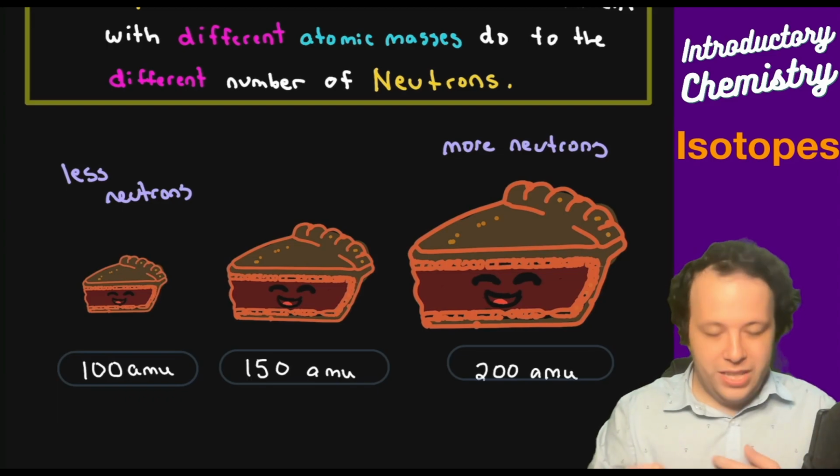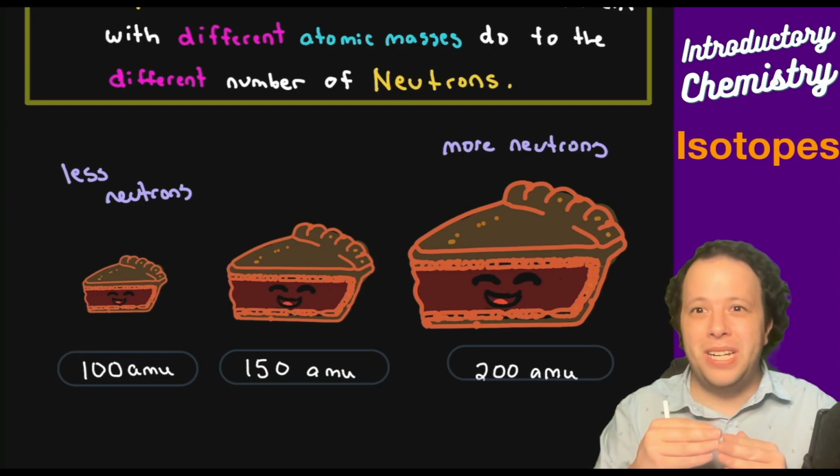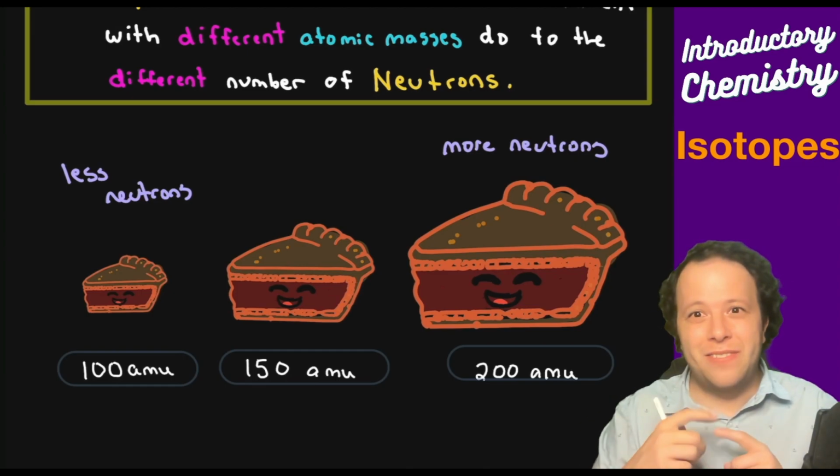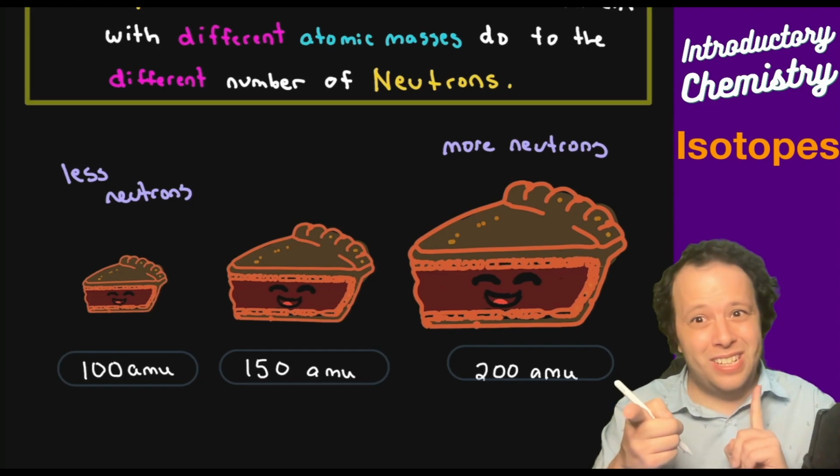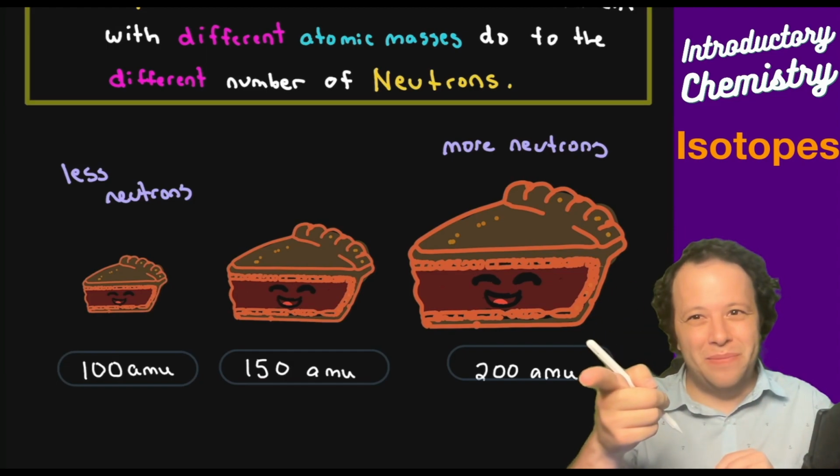So let's try to dive into this and see if we can understand this world of isotopes, just like the pie example. Because life is a big slice of pie and we're going to try to understand it. So let's get into it.